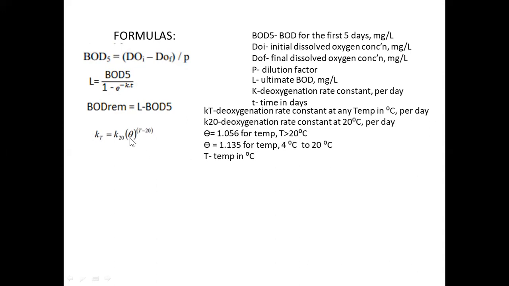Now, the value of theta varies depending on the given temperature of the sample. For temperatures greater than 20 degrees Celsius, you're going to use 1.056. Now, this is unitless. And we have the second value for theta. For temperatures ranging from 4 degrees Celsius to 20 degrees Celsius, you're going to use 1.135. Now, if we're going to plug in the values, the temperature T here must be in degrees Celsius, not in Kelvin. I repeat, the temperature T here must be in degrees Celsius.